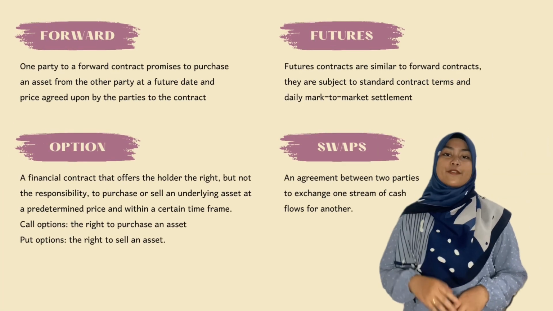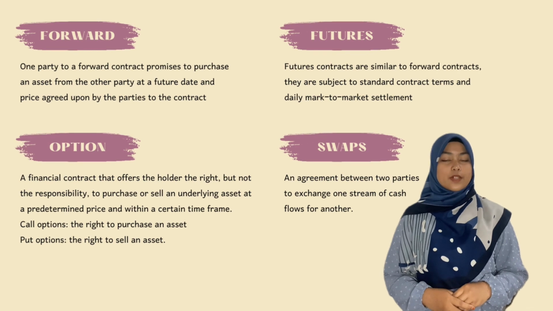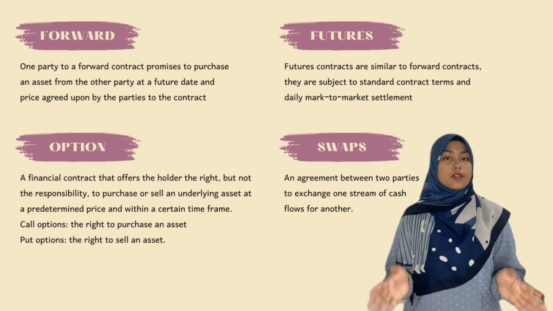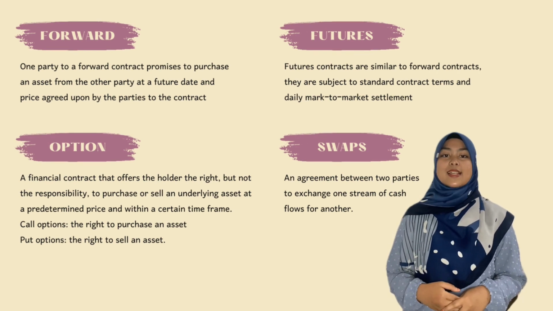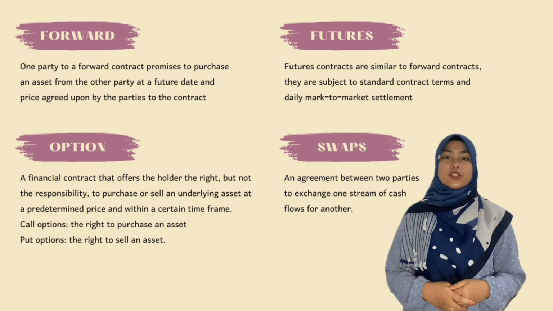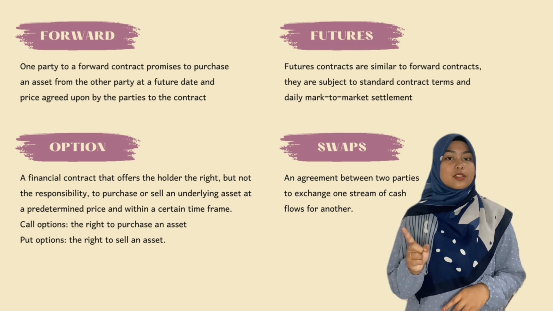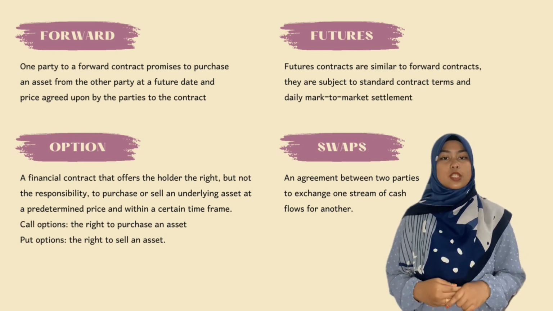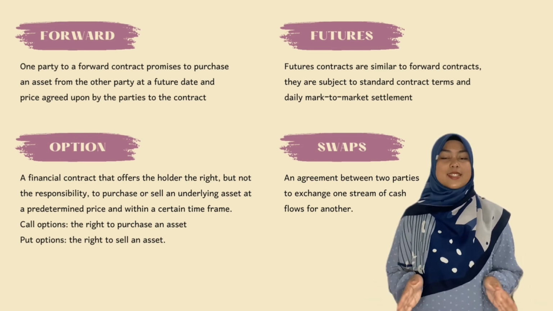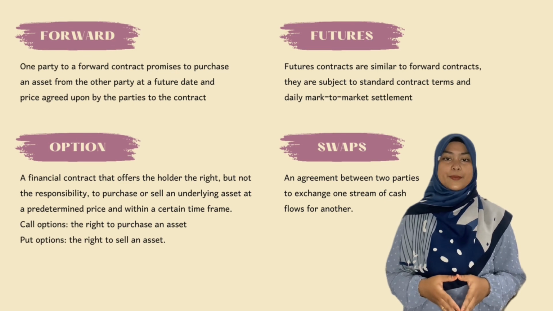There are four types of derivatives. First is forward contracts. One party to a forward contract promises to purchase an asset from the other party at a future date and price agreed upon by the parties to the contract. These contracts are designed to protect against potential losses due to fluctuations in the value of an underlying asset.